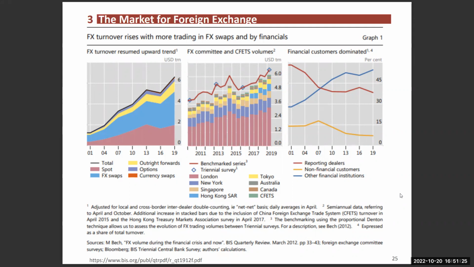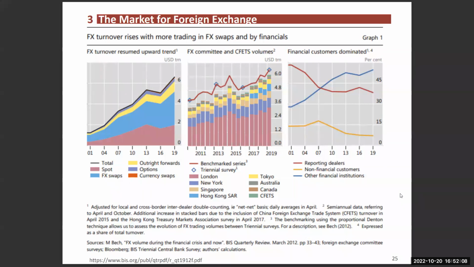Okay, and spot was 2 out of 6. 4 was the FX swaps, and we will discuss this one. And the major currency markets are in here. The pink one is the London market. Another is New York, then Singapore, and yellow is Tokyo. Here is Hong Kong. The colors are different on my screen, but the legend is as it is. So these are the major markets of FX transactions.